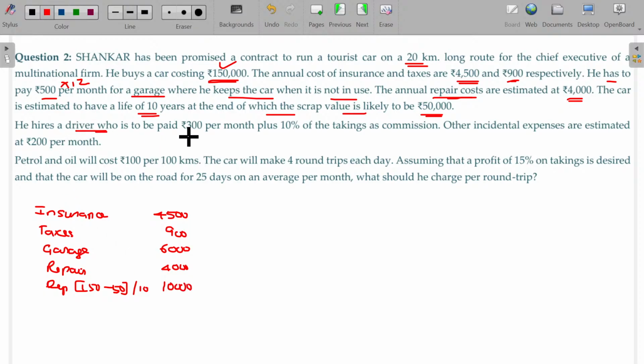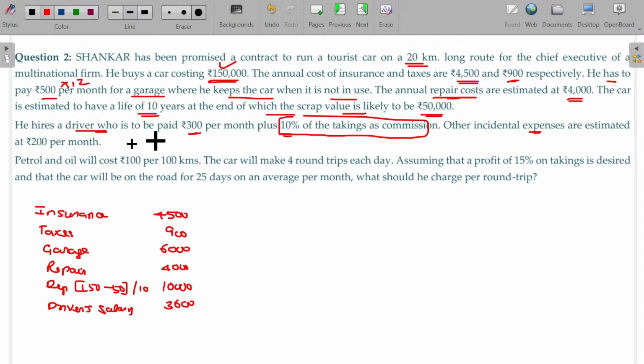He hires a driver who is paid 300 per month plus 10% of the takings as a commission. This is very, very important. So driver salary being 300 per month, 3,600. Apart from that, 10% of takings. Takings means collections. On the collections, he will be given a commission of 10% also. You have to find out the final commission.